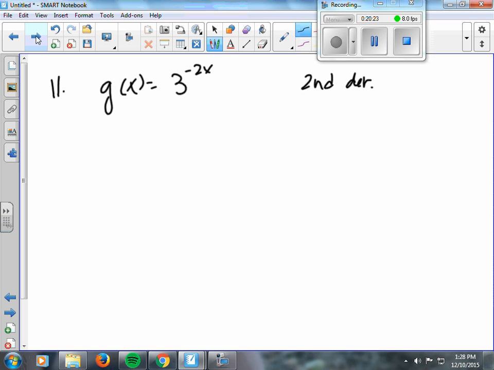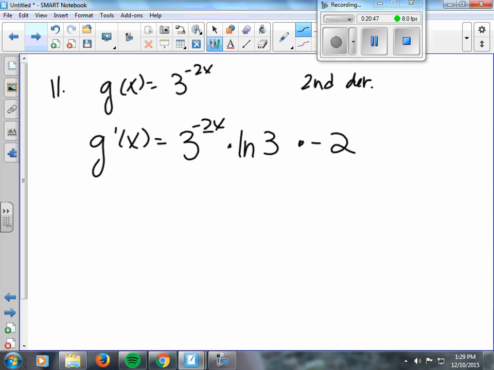Okay, two more questions. These are asking you to find the second derivative. To find the second derivative, you first find the first derivative. So this is not a product. It is just the derivative of 3 to a number of an exponential function. So that's the same thing times the natural log of the base, since the base is not e, now times -2, because the inside, remember, of an exponential function is the exponent part where the x lives, and -2x has a derivative of -2.